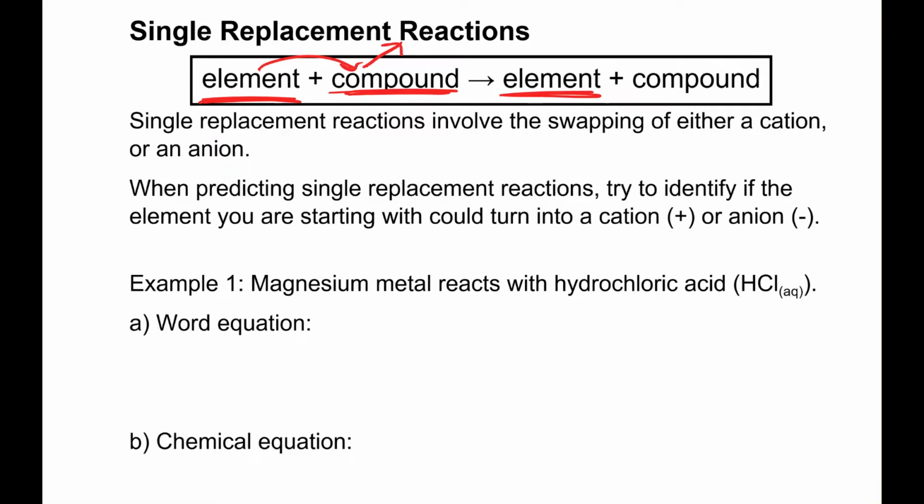Perfect. Single replacement reactions involve the swapping, right, the trading of either a cation. How do we know a cation is positive? Because cats have paws. You can't see me doing the paw motions, but that's fine. I am, trust me. So a cation is positive and an anion is negative.